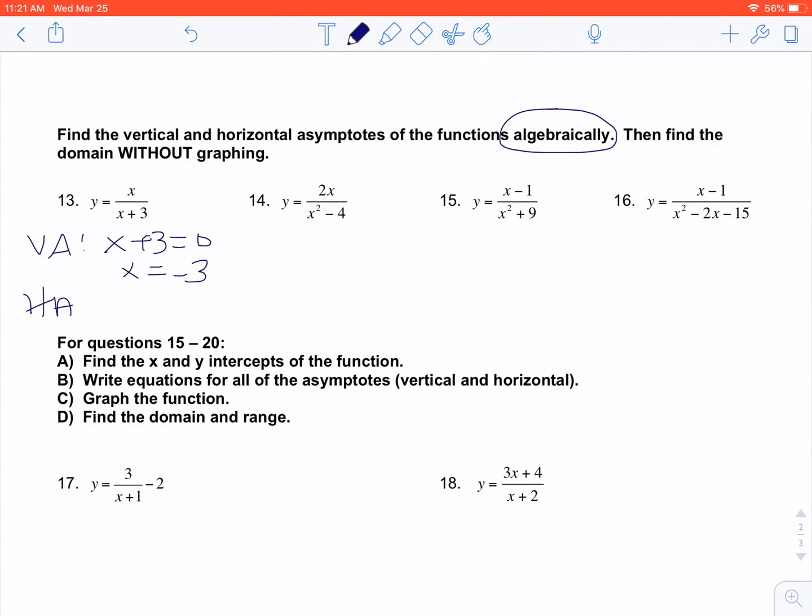Horizontal asymptote is when you are looking at the powers. In this case, they're the same. So a 1 over 1 is just a 1. Make sure you set the denominator equal to 0 for the vertical asymptote. Some of them might need to be factored, and that's how you would solve them.